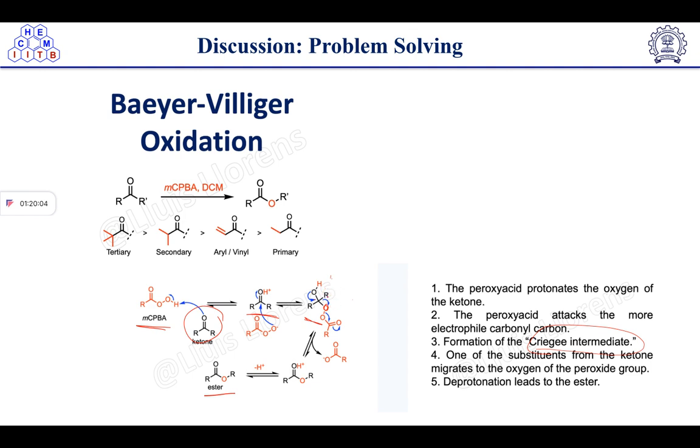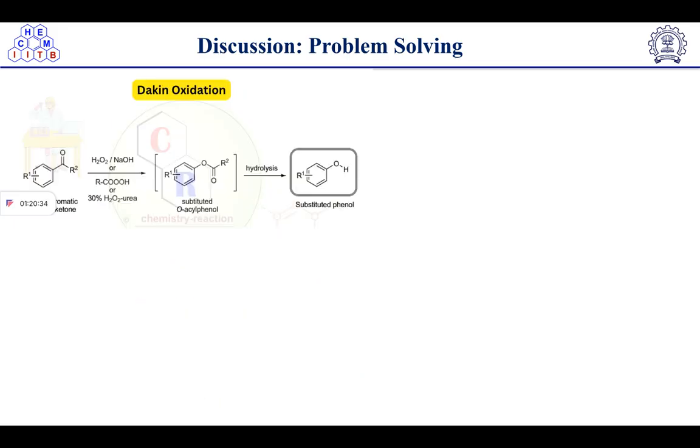Okay? After that migration we will get, and elimination of this group. CO2 elimination or R group. Okay, so that's why we are getting this intermediate. This group elimination takes place this way. And we will get the ester formation here. So this is a Baeyer-Villiger oxidation reaction.